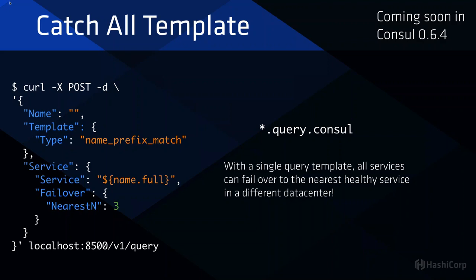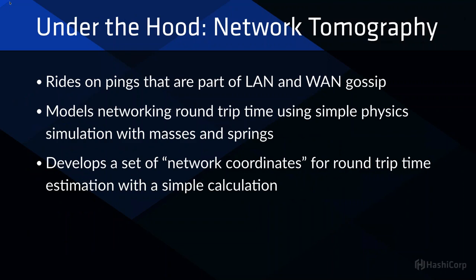All right. And how does nearest end work? Under the hood, that's using a feature we added in Consul 0.6 called network tomography. Because the nodes are all pinging each other as part of their normal gossip protocol, we already had an actual round-trip time measurement to each node that's taken at a fairly frequent interval.